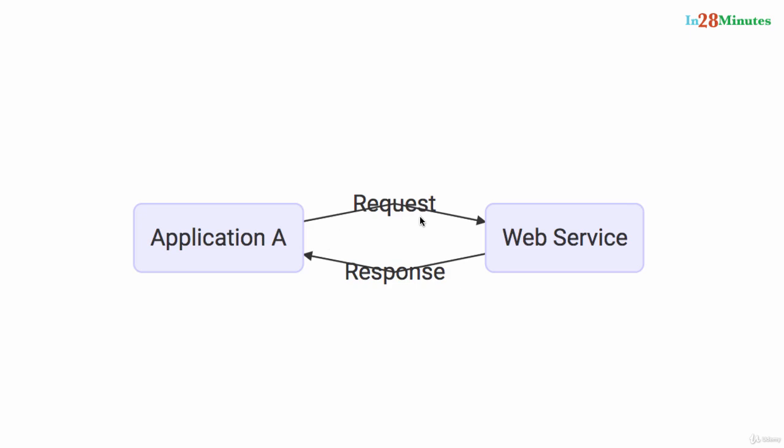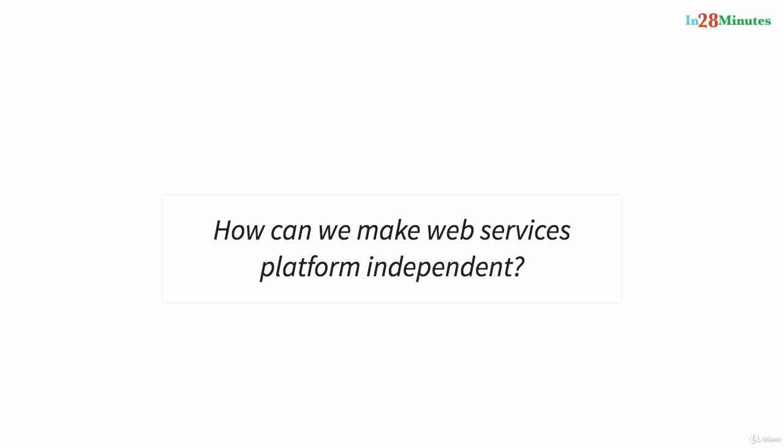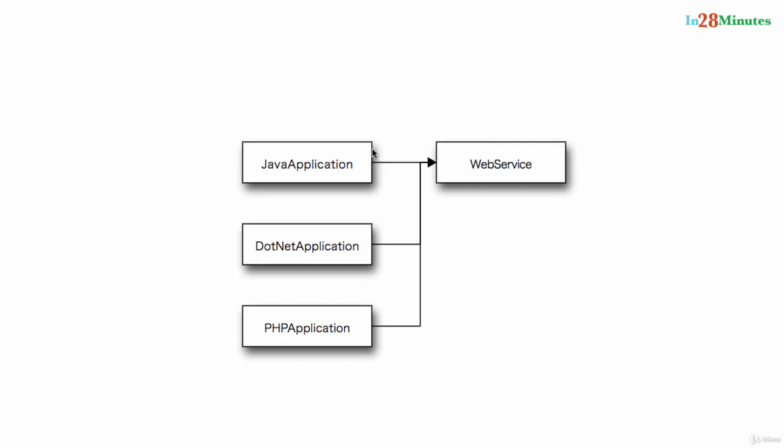Application A will create a request saying, okay, I want details of to-dos of Ranga. Web service would look at the request, process it, and it would create a response with the list of to-dos that Ranga has, and it returns them back to application A. Request and response are the basic concepts behind web services. The important thing is web services should be platform independent. Our web service, we should be able to call it from a Java application or .NET application and a PHP application as well. How do we achieve that?